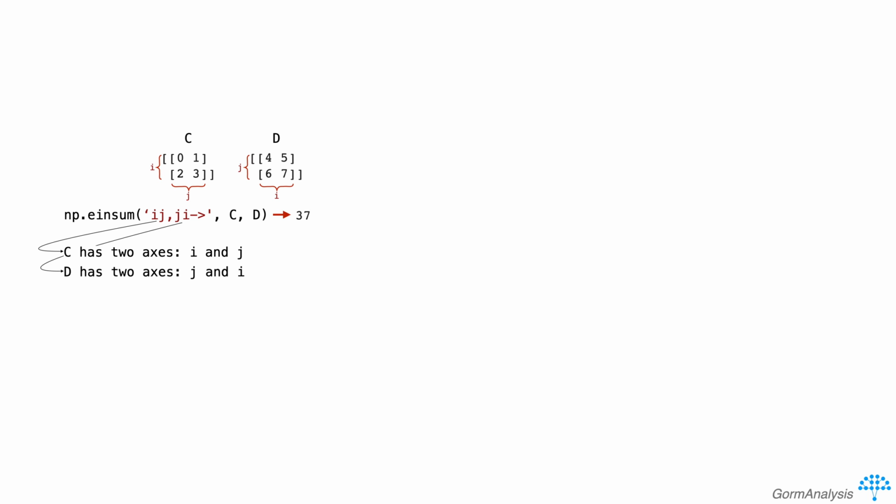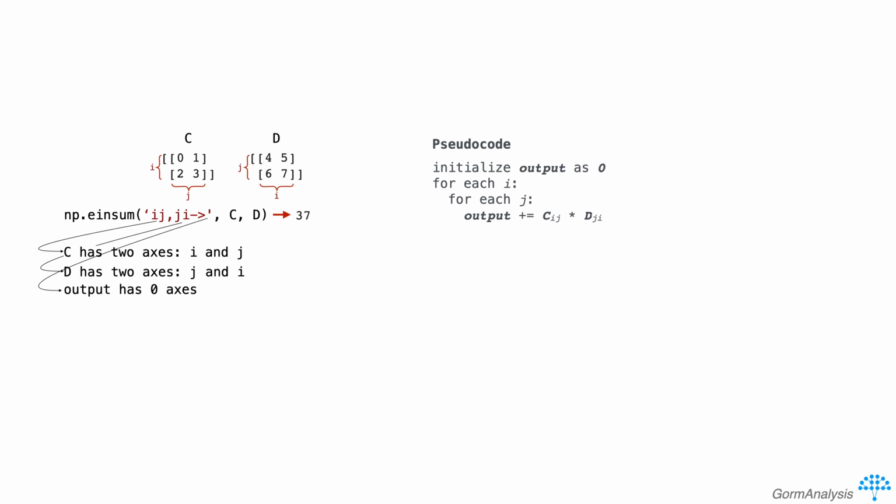The bit after the arrow is empty, so we know the output will have 0 dimensions and thus will be a scalar. Now we can write the pseudocode as: initialize output equal to 0. For each i, for each j, output plus equals Cij times Dji. Notice that on the surface, this particular Einstein sum is equivalent to doing np.sum C times D transpose.